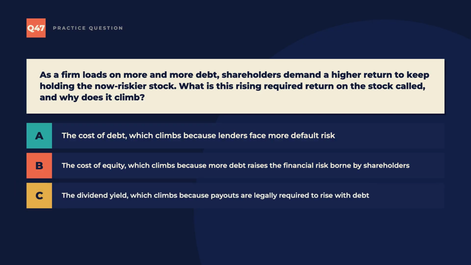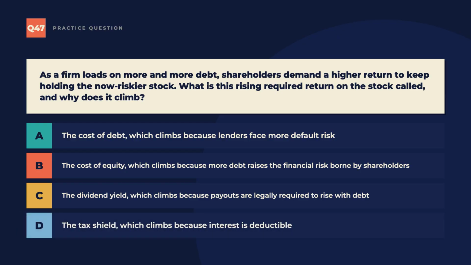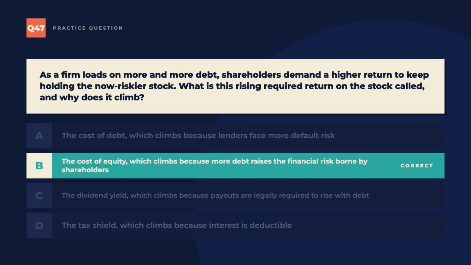C. The dividend yield, which climbs because payouts are legally required to rise with debt. D. The tax shield, which climbs because interest is deductible. Don't overthink it. Which one feels right? The correct answer is B. The cost of equity, which climbs because more debt raises the financial risk borne by shareholders.